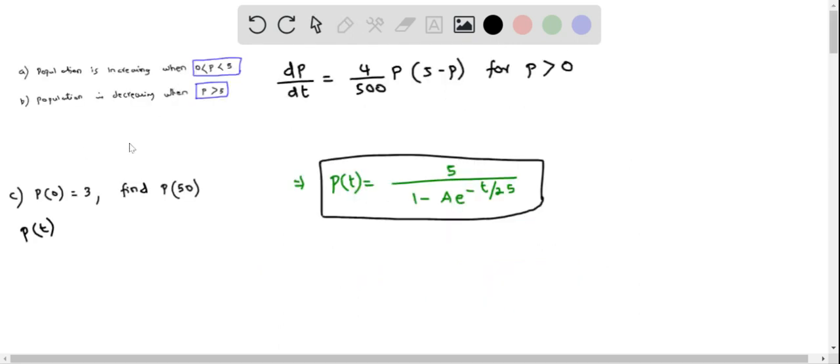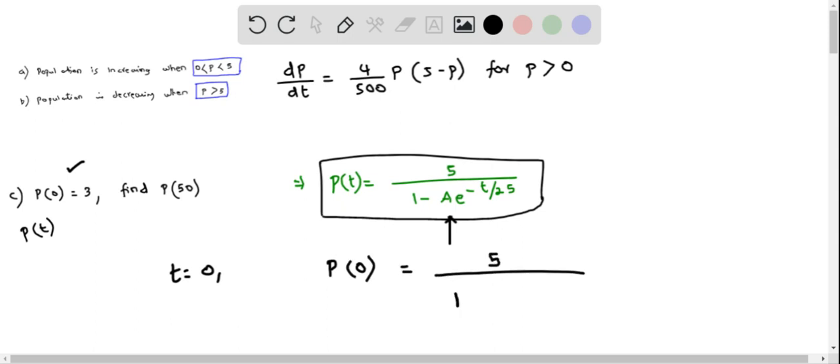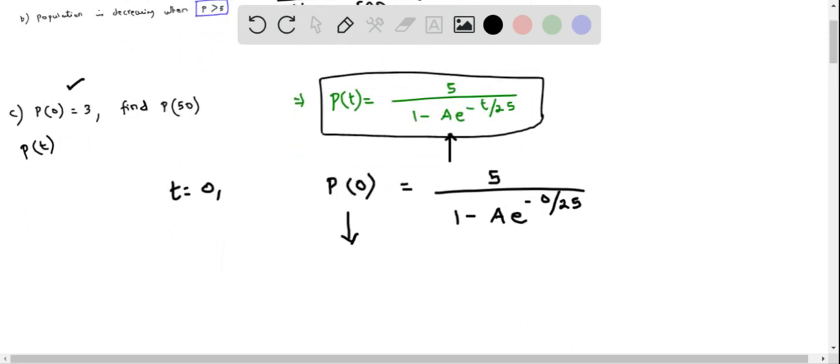We now use the initial condition p of 0 equals 3 so that we can determine the constant a. So let's plug in t equals 0, and when we do that we get p of 0, this equals 5 divided by 1 minus a e power, t is replaced as 0, so this becomes negative 0 divided by 25, and this p of 0 equals 3. So replace this by 3. This equals 5 divided by, this one is e power 0, which is 1. So it is 1 minus a.